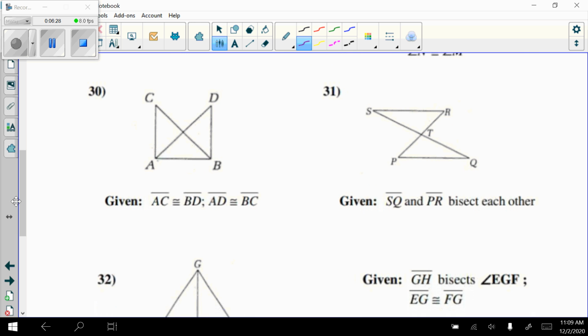Number 30, given AC congruent to BD, and AD, so that's this whole thing, is congruent to BC, this whole thing. And so then it says, do I have enough to prove that they are congruent? Okay, so I've got this side and then this side in both of the triangles. So right now I only have two pieces of information, but again, look, they both share the bottom side. So really, I have all three pieces. I have an SSS. So I could say triangle CAB is congruent to triangle DBA.